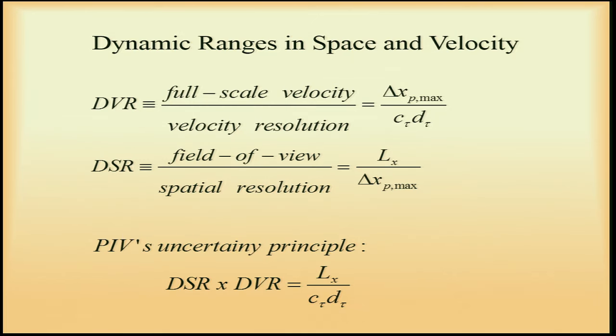And of course, the image diameter should be focused as small as you can. The interesting thing is you multiply these two together and you get something that looks like Heisenberg's uncertainty principle. The product of the uncertainty in space and velocity is a constant defined by the field of view, the number of pixels, and then C tau, and then the image diameter. So if you want to win, you've got to change this combination of variables. Okay.